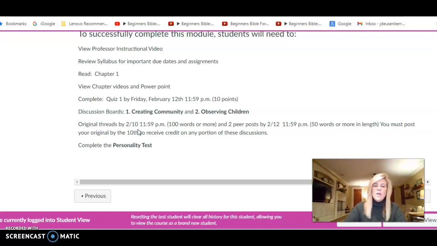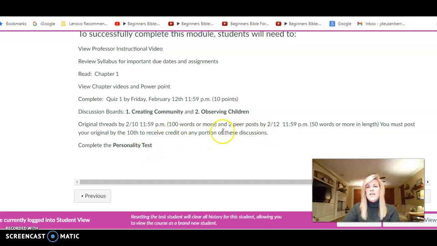It's very important. Your original post has to be 100 words or more, and then your 2 peer posts to your peers must be 50 words or more in length. When you are typing out, it tells you a little word count on the bottom, so there's no excuse why they shouldn't be what I'm asking for. You'll see how many words you are creating.